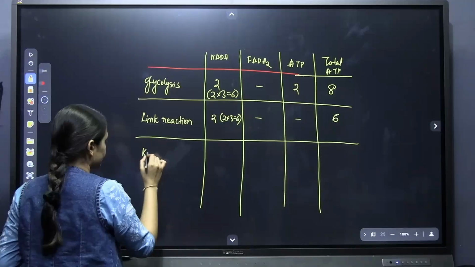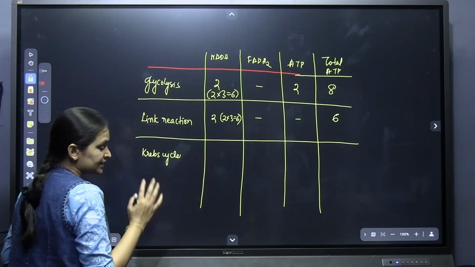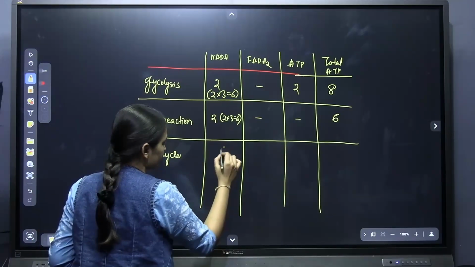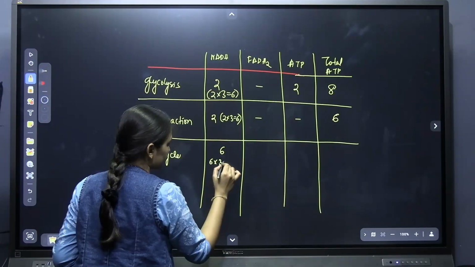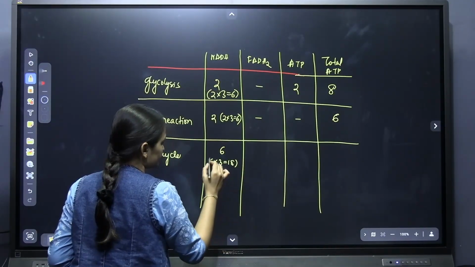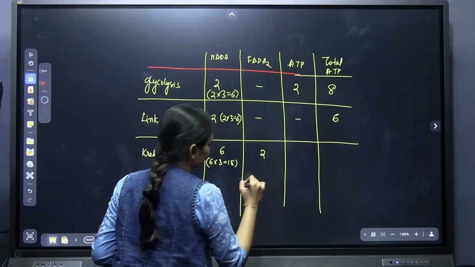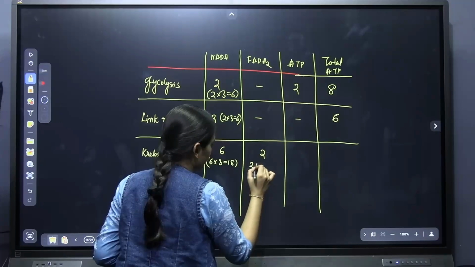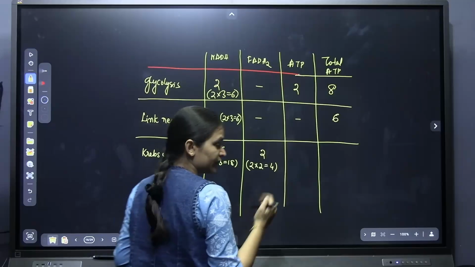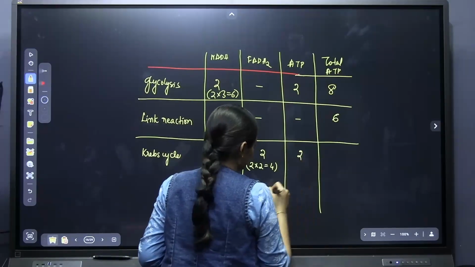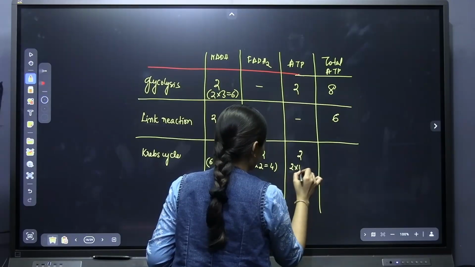In the Krebs cycle, we will be getting 6 molecules of NADH, which means 6 into 3 is equal to 18. And how many FADH2? We will be getting 2 FADH2, that is 2 into 2 is equal to 4. How many molecules of ATP or GTP? 2 molecules of GTP, that is 2 into 1 is equal to 2.